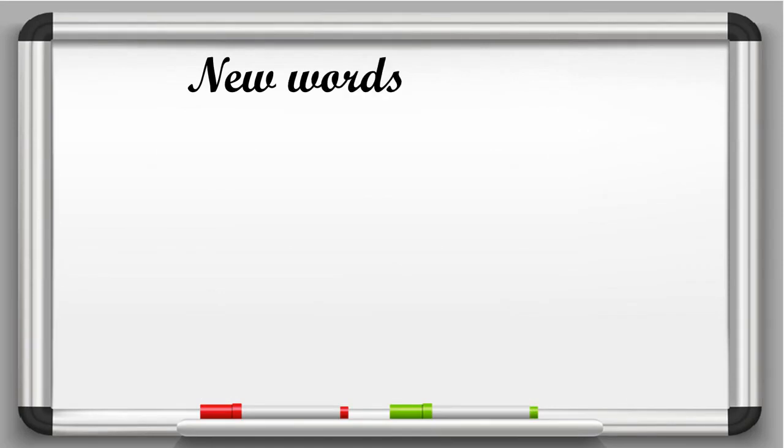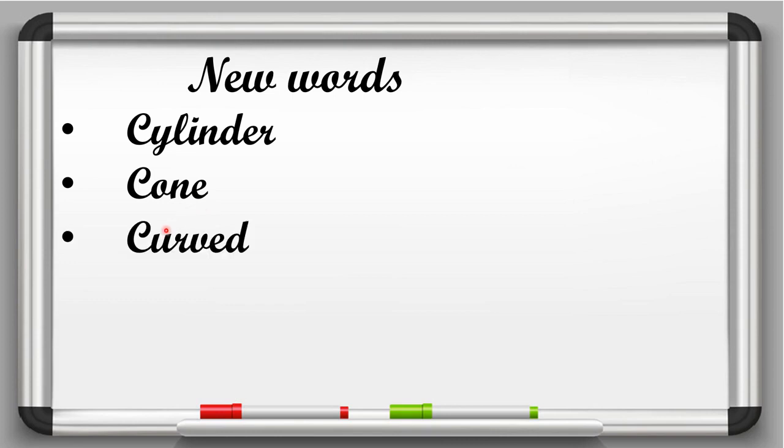Now beta, we will learn new words. Okay, so let's start today's new words. Number one is cylinder. CYLINDER. cylinder. Phir se bolo mam ke saath, CYLINDER. cylinder. Okay, now the next one is CONE cone. The next one is curved. CURVED.